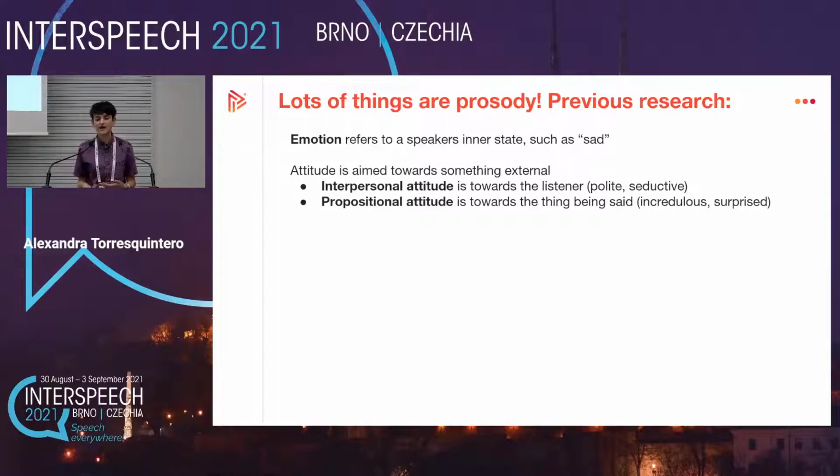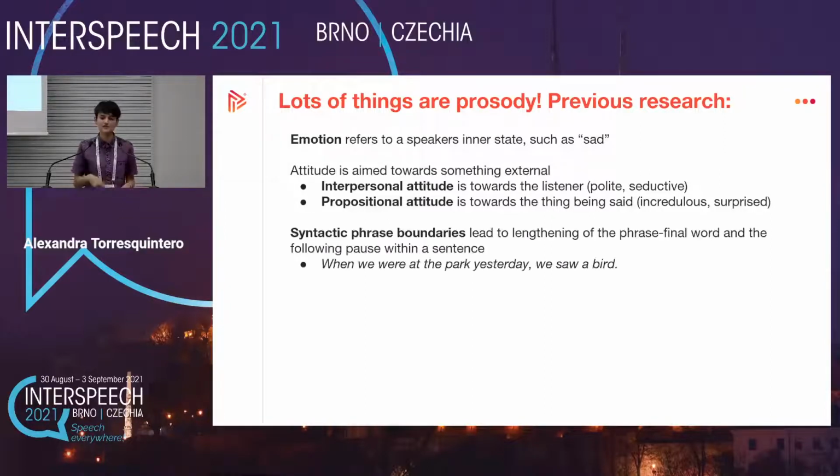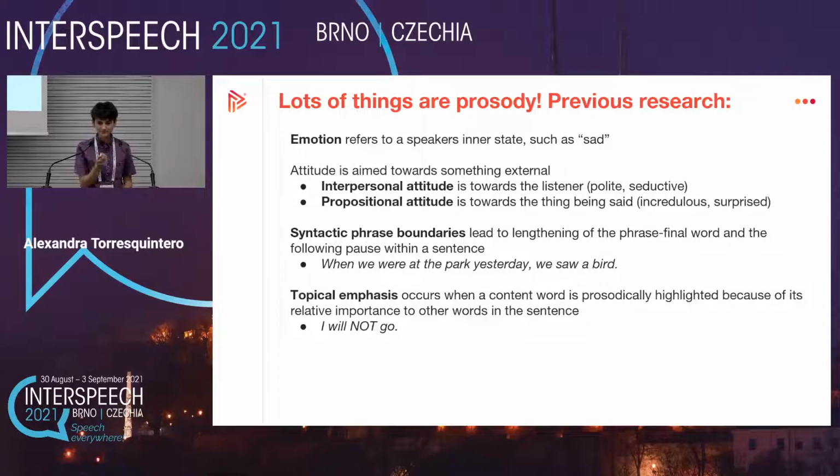Whereas if you have an attitude towards what you are saying, if you're incredulous or surprised about what you're saying, that would be a propositional attitude. We also found syntactic phrase boundaries, which lead to lengthening of phrase final words and the following pause within a sentence. So for example, if I say, when we were at the park yesterday, we saw a bird. You clearly heard a pause after yesterday.